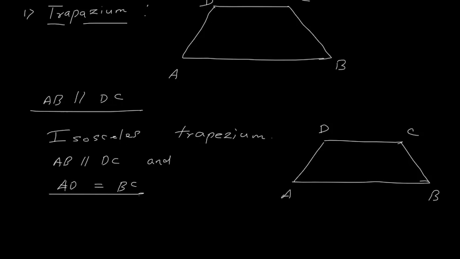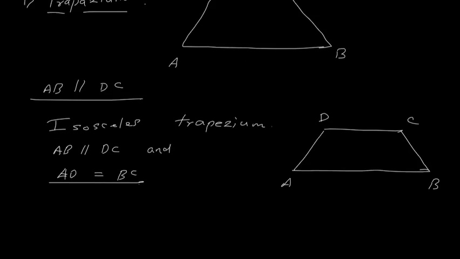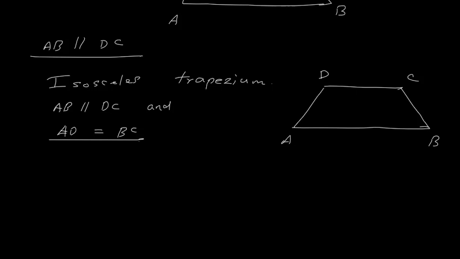Now, when a trapezium is an isosceles trapezium, the base angles are equal. So angle A and angle B will be equal. We can prove all these things. Angle D and angle C are equal. And diagonals AC and BD are also equal in length.